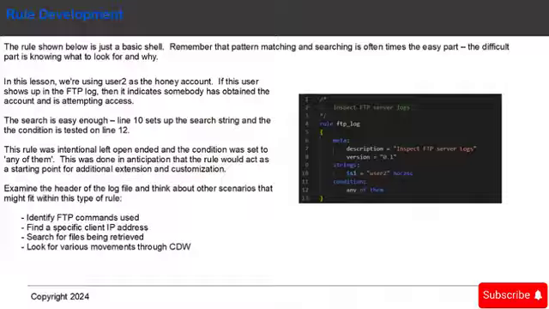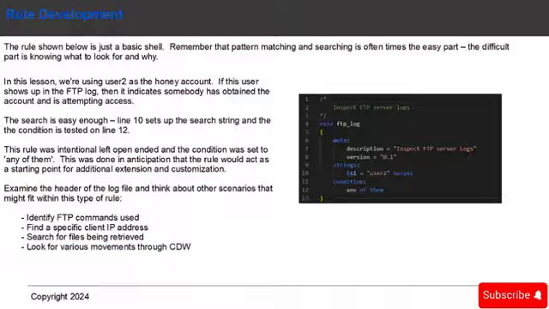If this user shows up in our FTP log, then it indicates that somebody that's obtained the account is attempting some type of access. The search is easy enough. Line 10 sets up the search string, and the condition is tested on line 12. The rule was intentionally left open-ended and somewhat vague. The condition was set to any of them. Now, this was done in anticipation that the rule would act as a starting point for additional extension and customization. Take this, adjust it as you see fit.